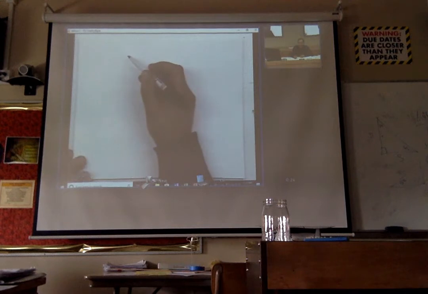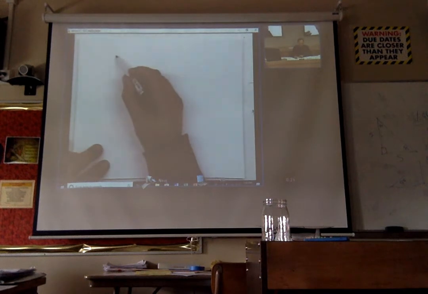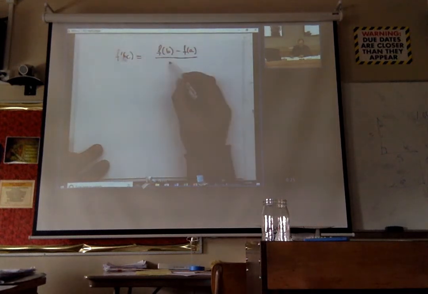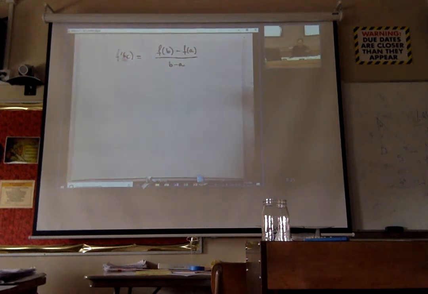But what did the mean value theorem always say? It says we have two hypotheses. The first one is the function is continuous on the closed interval [a, b]. The second one says the function is differentiable on the open interval (a, b). And then it says there is a c in the open interval (a, b) where f'(c) equals (f(b) minus f(a)) over (b minus a).